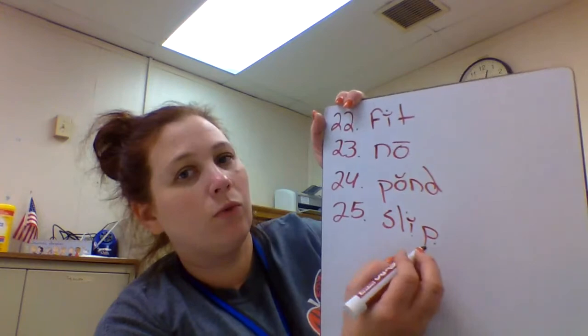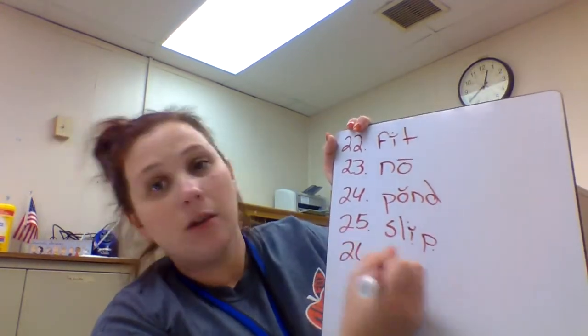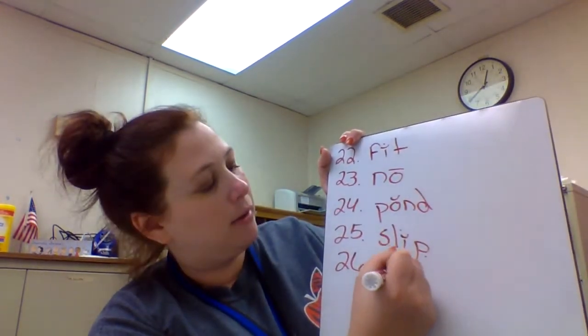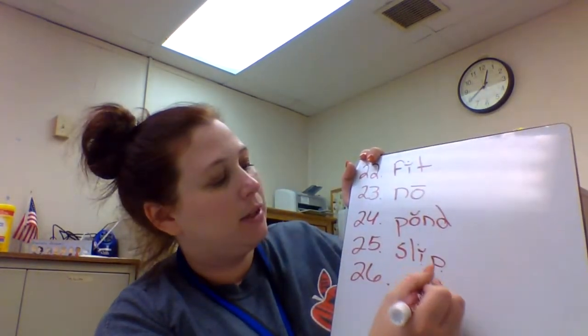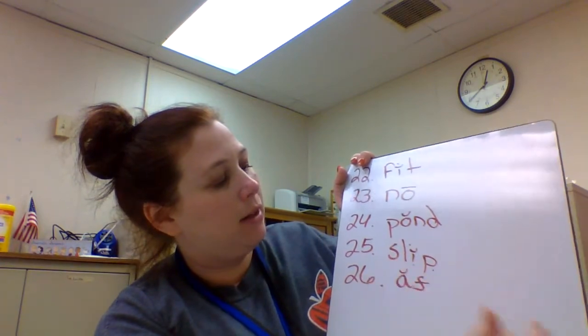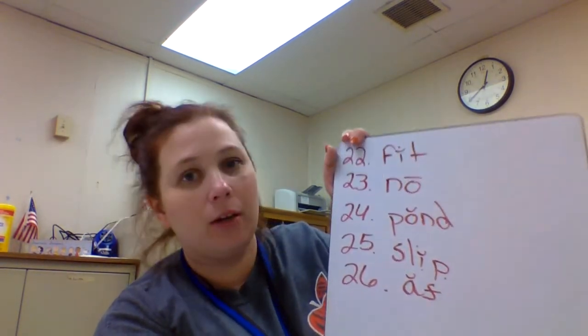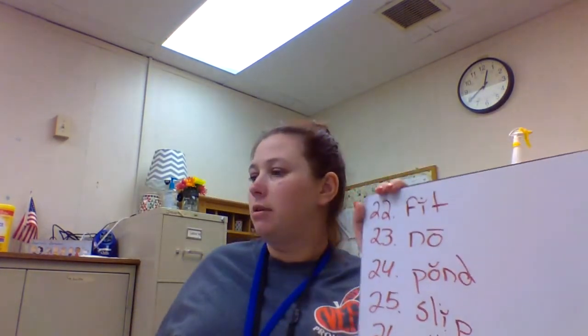Oops, sorry, I'm running off of the page. And number 26, as. Let's listen to as. As. So it gets that line through the S, and it gets a brev. All right, go ahead and make sure you have that.